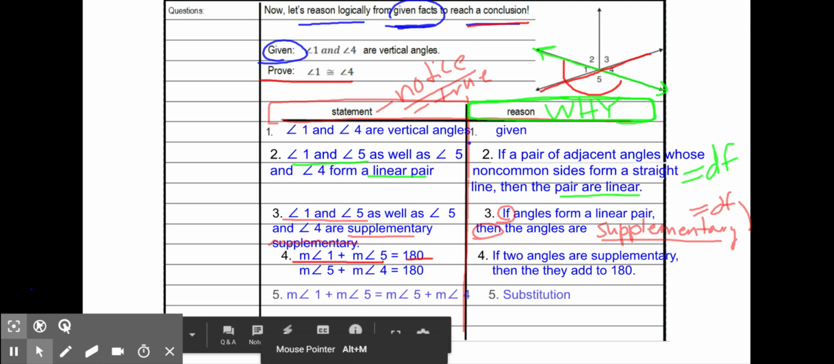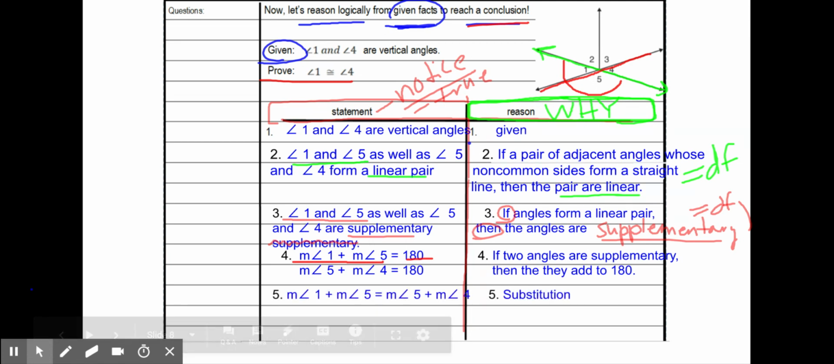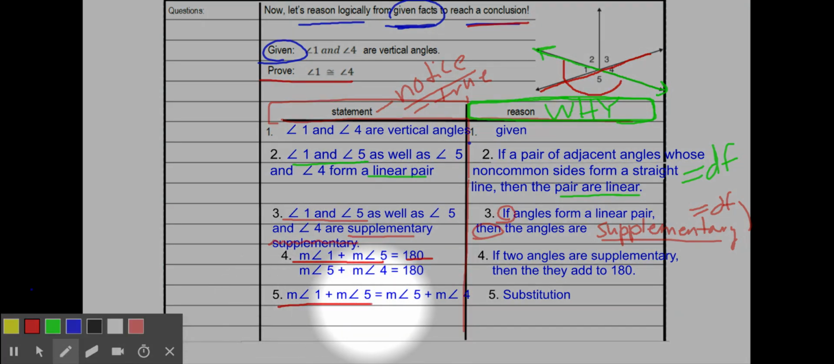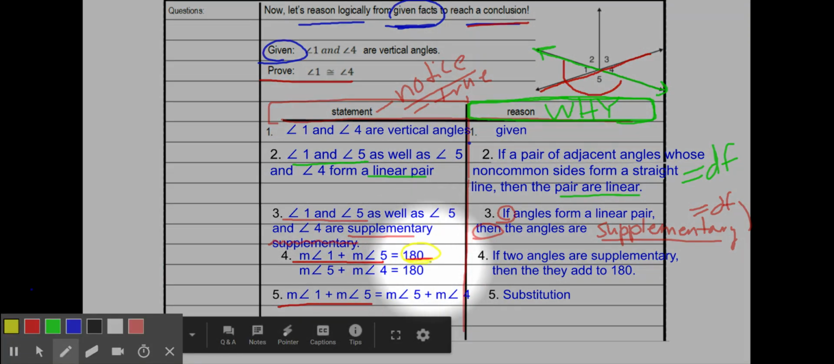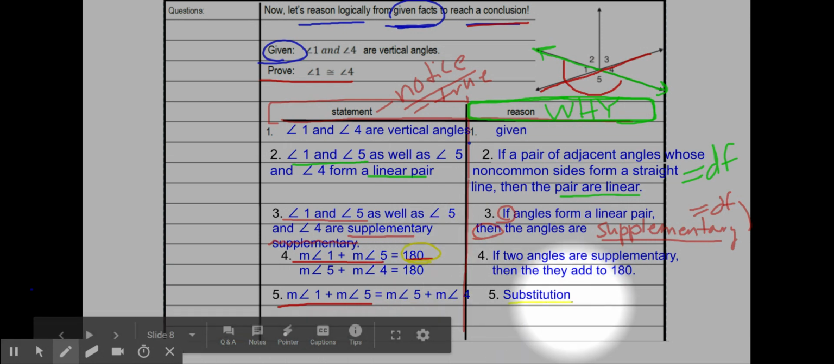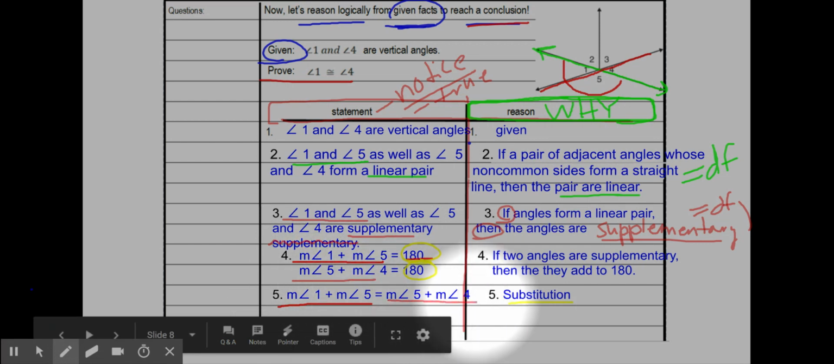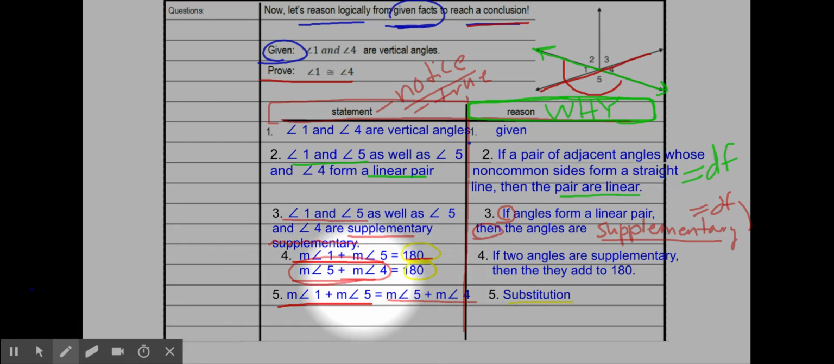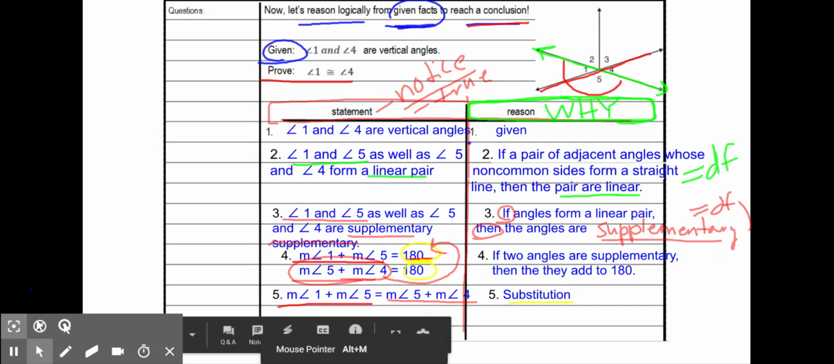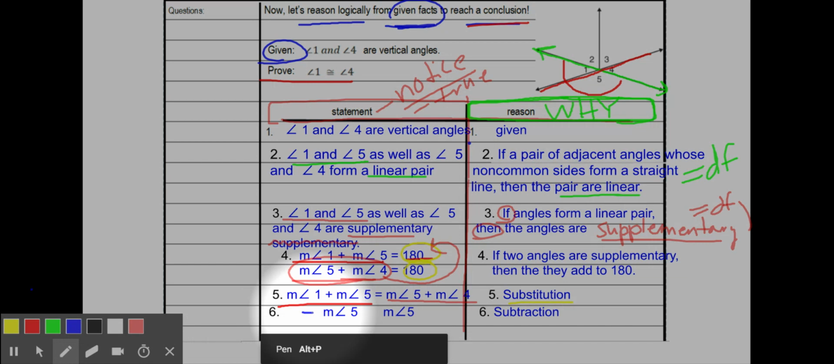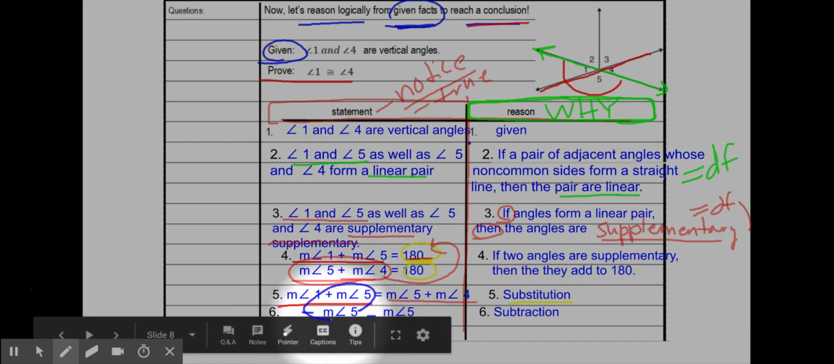From here, we're going to switch gears and do some algebra. The measure of angle 1 plus the measure of angle 5 equals, I'm not going to say 180, I'm going to do some substitution, because I know that the measure of angle 5 plus the measure of angle 4 also equals 180. So I'm taking the measure of angle 5 plus the measure of angle 4 and substituting it in for 180 degrees. I can continue with my algebra and subtract the measure of angle 5 from both sides. It's a little goofy, but the algebra holds true.